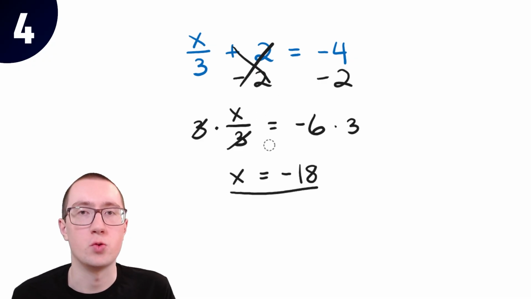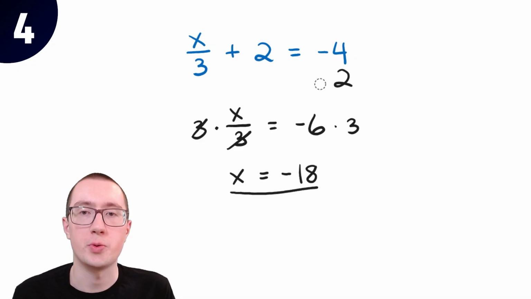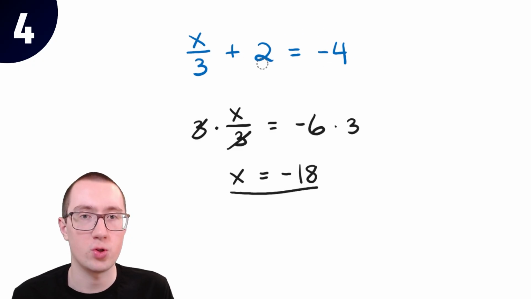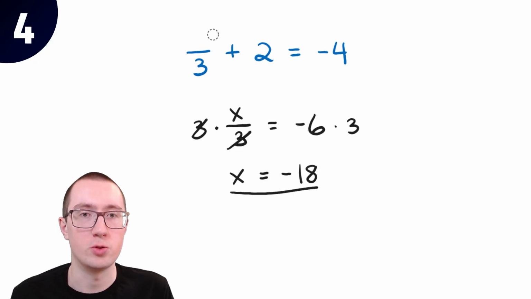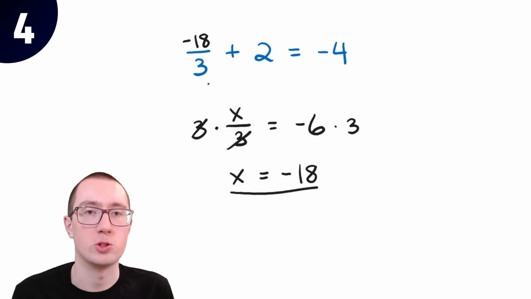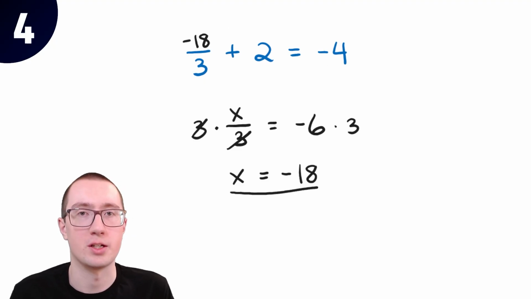One more thing to note, if you weren't sure if you did this right, what you can do is you can go to the original equation. And remember, this is a fill-in-the-blank problem, right? So theoretically, if this is correct, you should be able to replace x with -18 and then just solve this and make sure it's equal to -4. So that's one way to check your work if you're not sure you did it right.